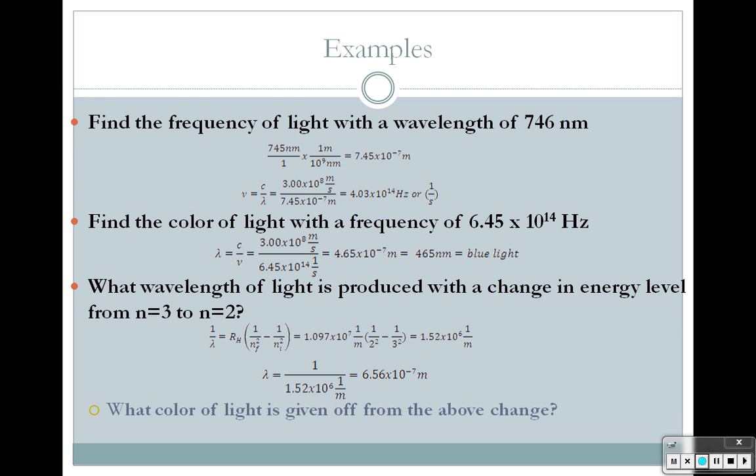So what color of light is given off from the above change? So we know that it's 6.56 times 10 to the negative 7 meters. All we need to do here is convert that to nanometers. We get 656 nanometers, which corresponds to red light.